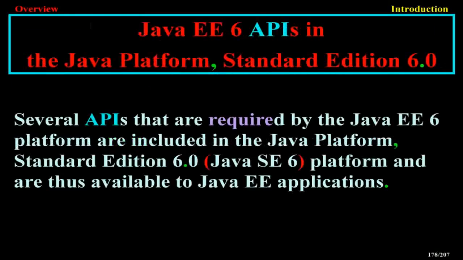Java EE 6 APIs in the Java Platform, Standard Edition 6.0. Several APIs that are required by the Java EE 6 platform are included in the Java Platform, Standard Edition 6.0 (Java SE 6) platform and are thus available to Java EE applications.